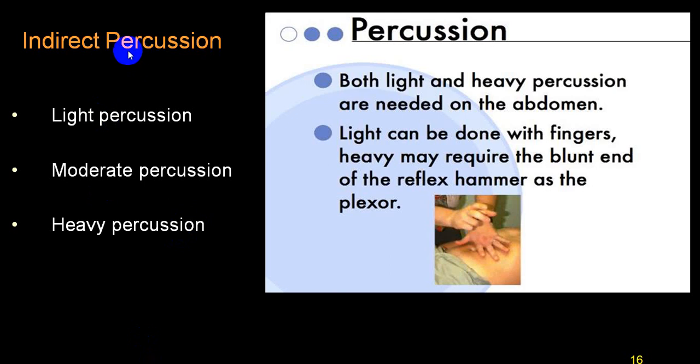Now while doing indirect percussion, most commonly we utilize a light percussion. Very rarely you have to go for a heavy percussion. When you want to find out a deeper structure, only then do you use a heavy percussion. By and large, we always utilize a light percussion, and for a deeper structure, you utilize heavy percussion. So that is as far as the type of percussion is concerned.